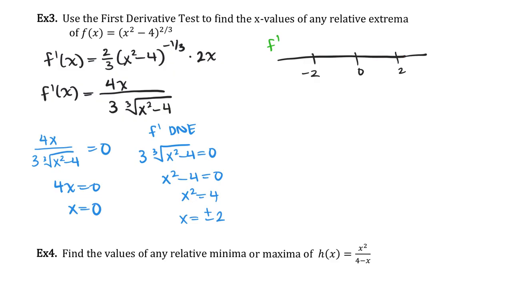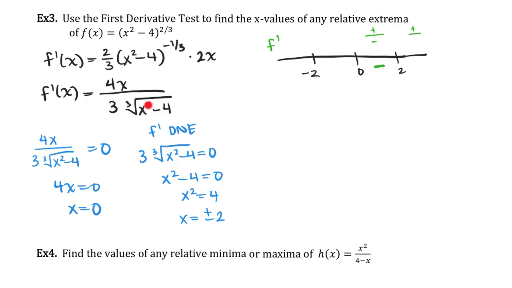If I plug 1 in, I'm going to plug it in here. The top is going to be 4 times 1, which is positive. On the bottom, if I plug in 1, 1 squared, 1 minus 4 is negative 3. If I cube root negative 3, I get a negative. So positive divided by negative, this is going to be a negative. Let's plug in a number higher than 2. How about 3? Okay, if I plug in 3, 4 times 3 is positive.